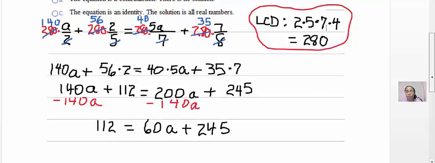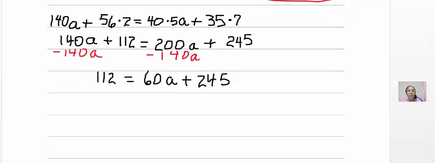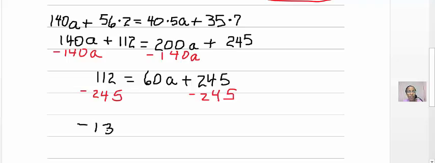Now we're going to subtract 245 from both sides. So negative 133 equals 60A. Let's divide both sides by 60.